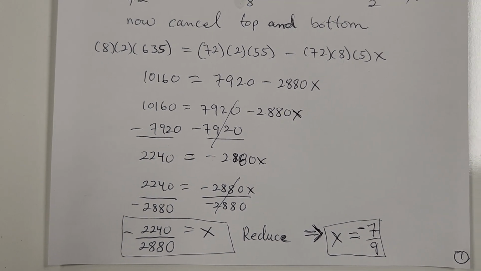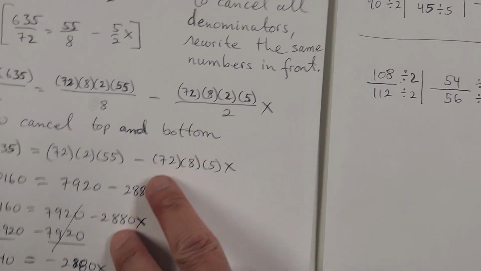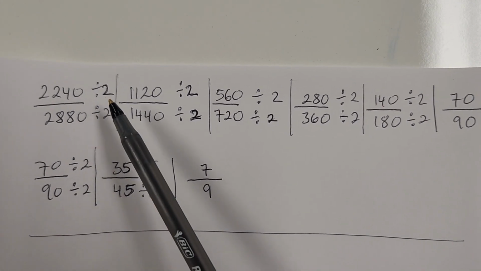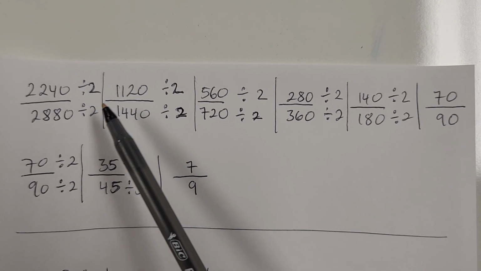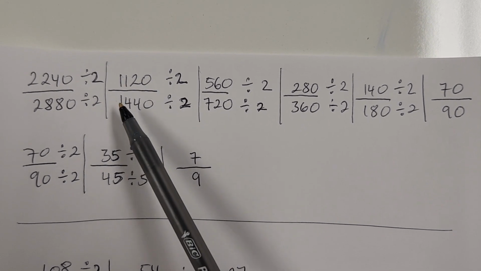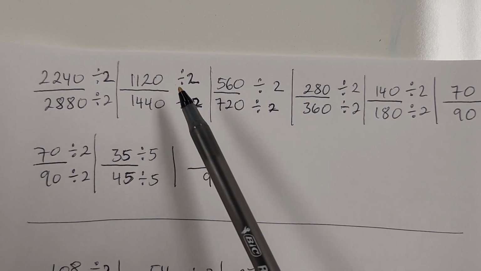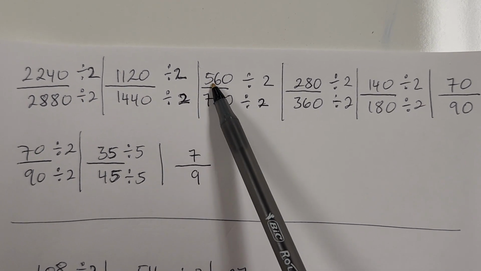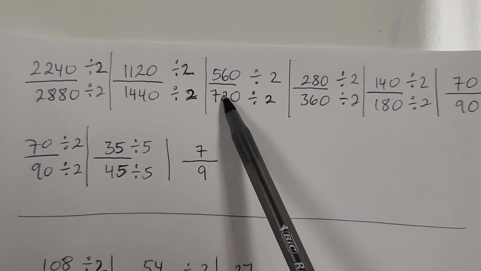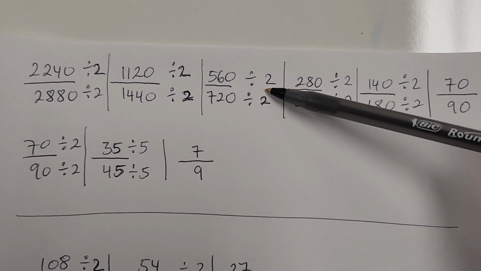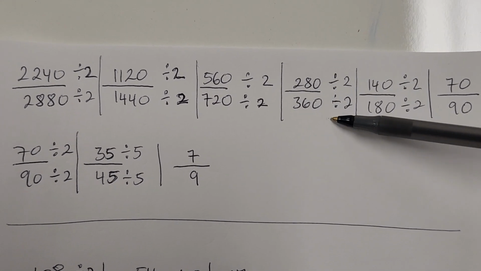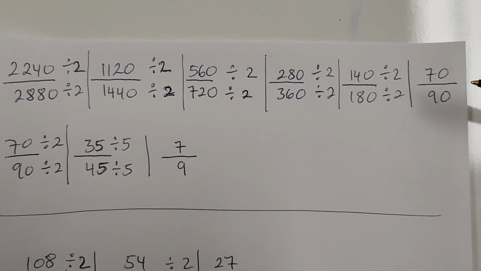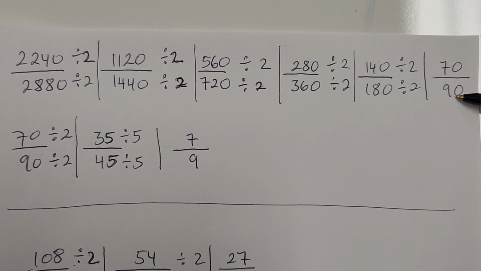So here is the reduce. Okay, so I divided by 2 to the top and bottom, and I end up with 1120 over 1440. I keep dividing by 2 because it still can be divided. So it comes out to be 560 over 720. Divide by 2 again, I end up with 280 over 360. Divided by 2 again, I get 140 over 180. Divided by 2 again, I get 70 and 90.